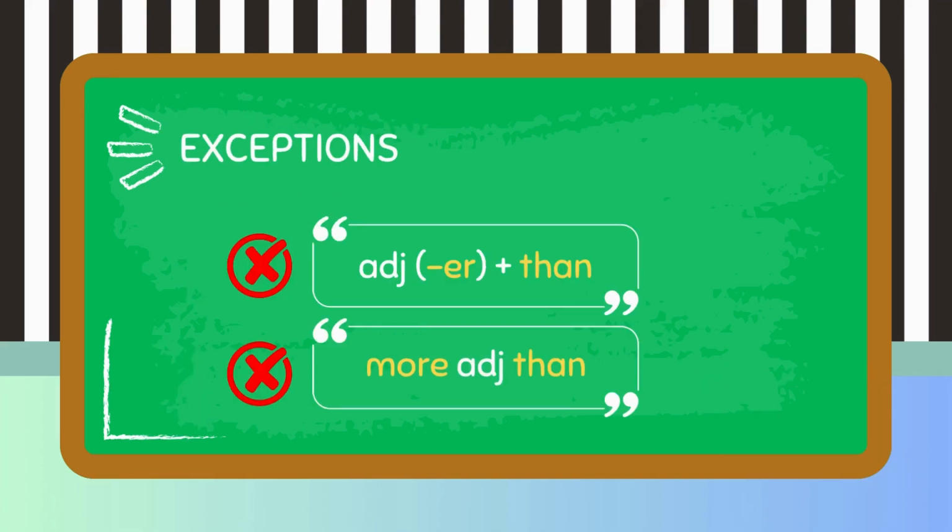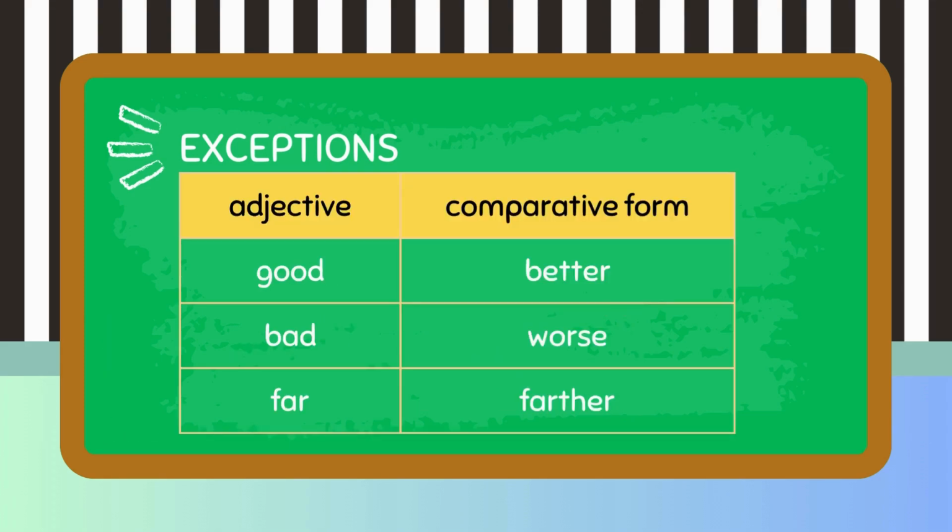However, some comparative adjectives in English don't follow the usual rules. For example, the adjective good becomes better in the comparative form. Adjective bad becomes worse, and far becomes further. There are lots more examples. Go and explore on your own. Okay?